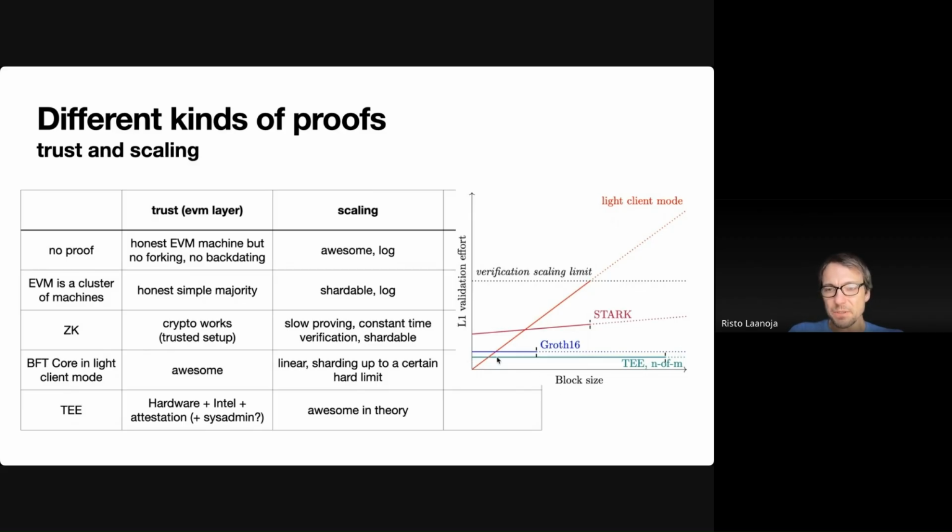And the final option is to use a trusted execution environment or N of M consensus. This is a cluster of machines or TEEs, which are even more efficient and they scale more until there is some kind of limit. I think it's not an execution limit, it's more like a bandwidth limit that the BFT core can afford.